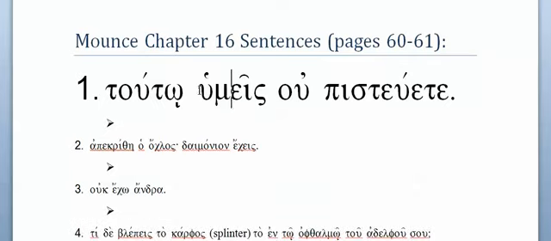All right, so this, y'all, and you've got the "do not," and then pistuete from pistuo. I will tell you that as you get into verbs, if you see either a tau epsilon or a theta epsilon, no matter what tense, voice, or any of that kind of stuff, immediately think second person plural. And that, of course, lines up with the subject. So you have subject-verb agreement.